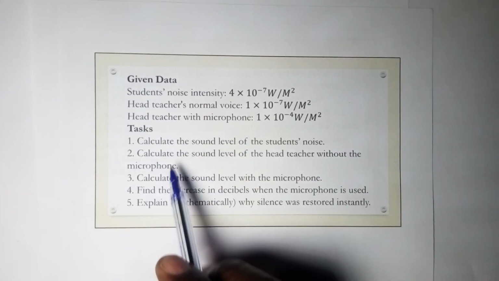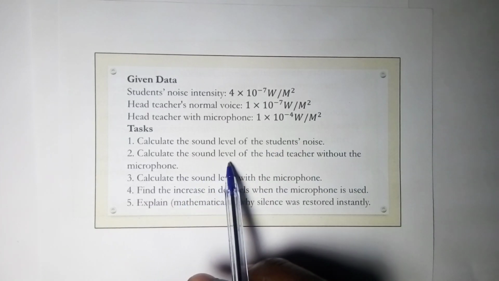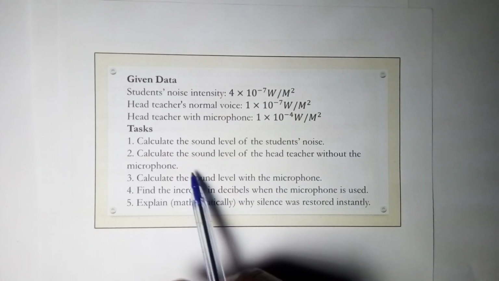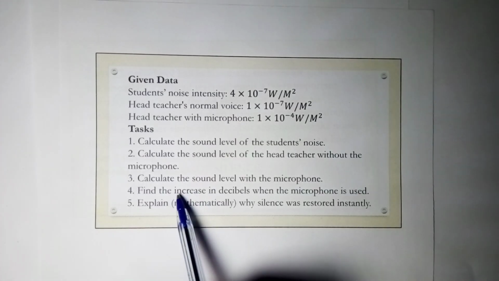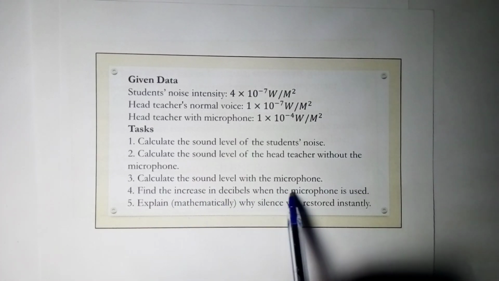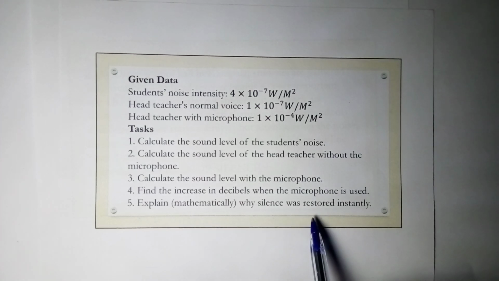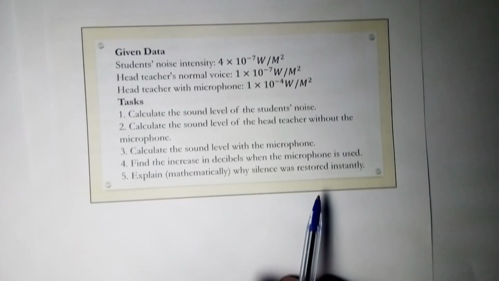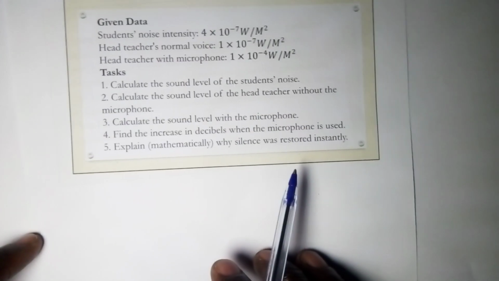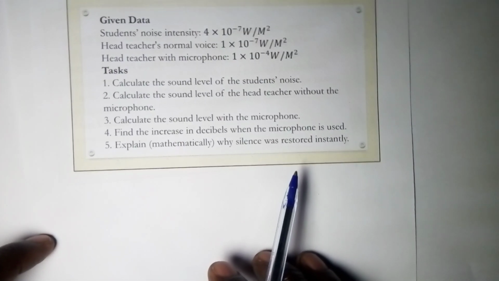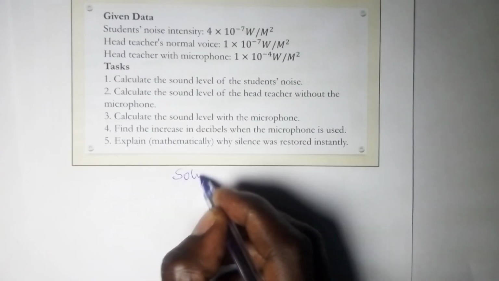So the tasks: calculate the sound level of the student's noise, calculate the sound level of the head teacher without the microphone, calculate the sound level with the microphone, find the increase in decibels when the microphone is used, and explain mathematically why silence was restored instantly. So let us see our calculation. We can use the same page for the calculations, and we can say solution.